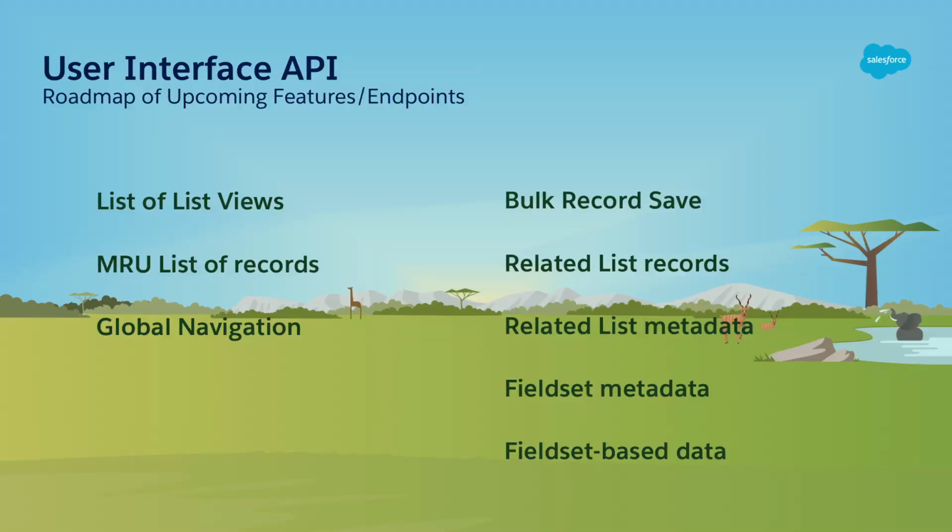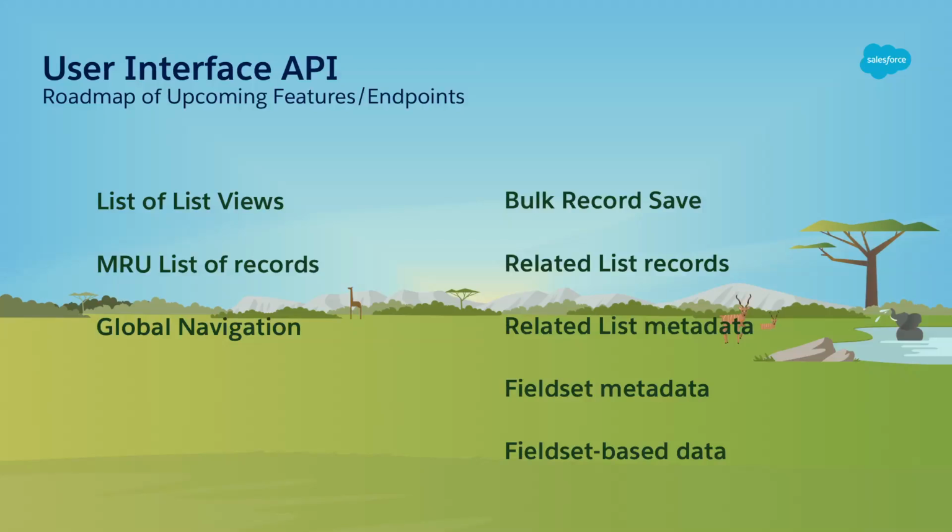So all the stuff that I showed you is already available as part of our winter and spring releases. And what we're doing for summer that you can look forward to is to complete out the list functionality. So you already have the ability to get list data and metadata. So you can get a list of records for a particular list view, and it's paginated, so you have paging, which is really useful. And then you also have the ability to get the list metadata, which tells you the columns and the sort order, et cetera.